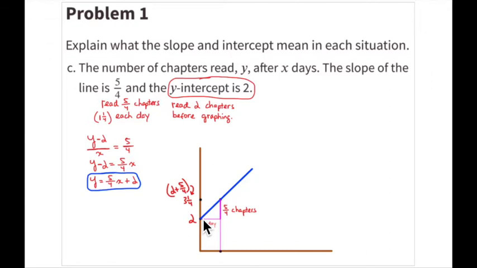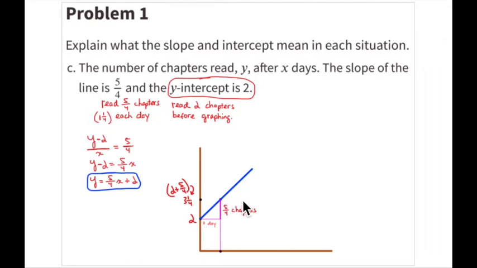And so if you want to figure out the number of chapters read after these 2 chapters, you take that amount, so you subtract the 2 chapters, and you take what's left, and you divide that by the number of days. That's going to equal 5/4, because 5/4 is the number of chapters read each day. 1 1/4 of a chapter are read each day. So the slope of the line is 5/4. So each day this increases 5/4 chapters, or 1 1/4 chapters.